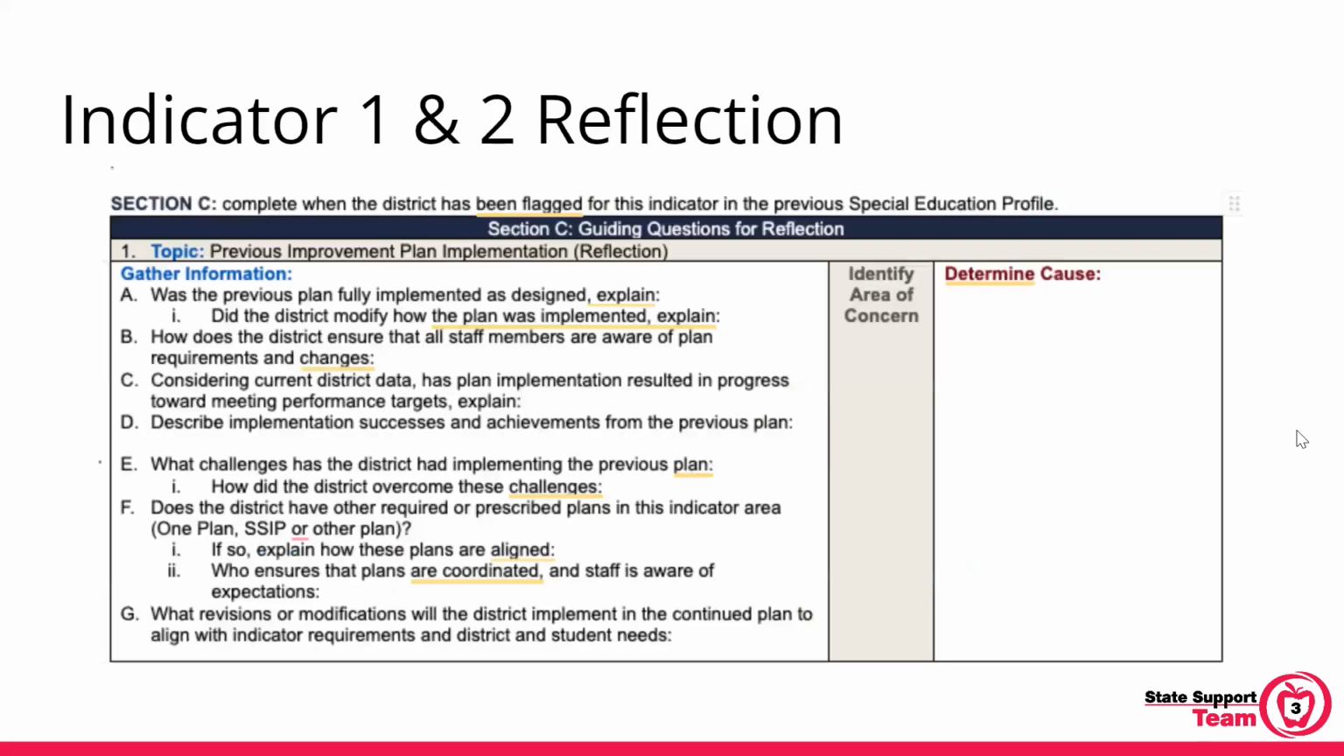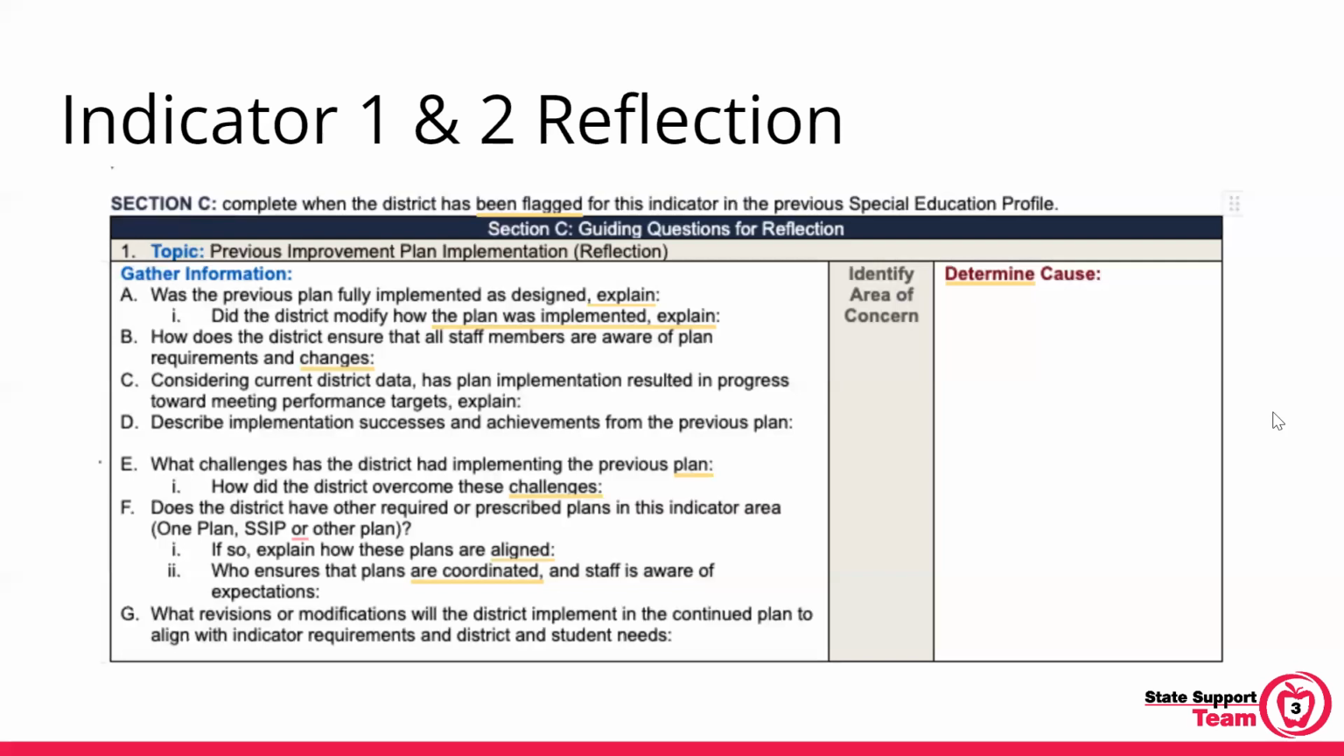Again, as mentioned previously, if you had a finding for indicator 1 and/or 2 last year, and you have a finding again this year, you will also be required to do Section C, which is a reflection. Let's say that you did have an indicator 1 finding last year, and you have one again this year, but you're moving in the right direction. You're getting closer to reaching that SSIP target that was established.